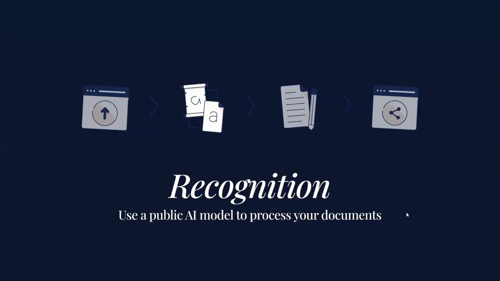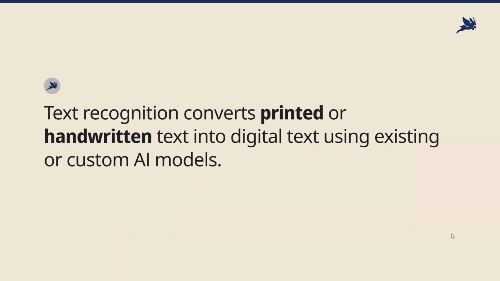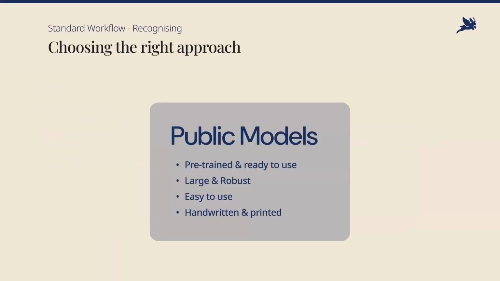Now let's get to the recognition, and I'll show you how you can use a public AI model to process your documents. So first, of course, the next step once we've uploaded is to start the automatic text recognition. But what happens with the text recognition? During the text recognition, Transkribus converts your printed or handwritten text into digital text using existing or custom AI models. Now, what are existing AI models?